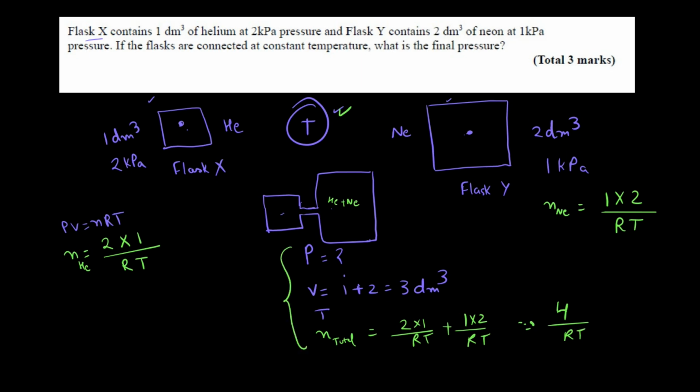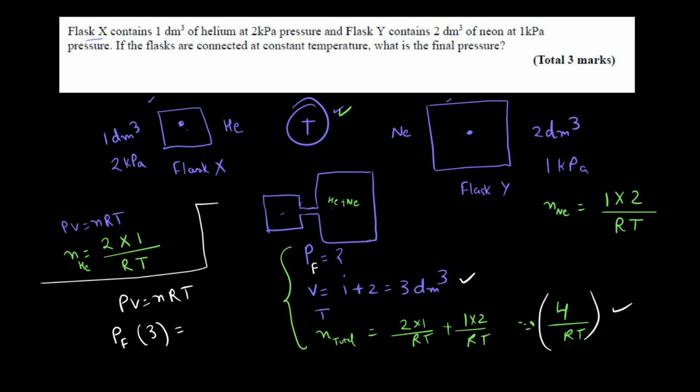So in the final condition, we will apply again the ideal gas equation, PV equals nRT. So P final we need to find. What is the volume? Volume is 3 dm cube of the final flask, and n, how many moles are there now? This much total moles, 4 over RT, and this R and this T remains the same. So we can cancel out RT, so cross multiply, we will get P final equals 4/3 kilopascals. This is the answer.